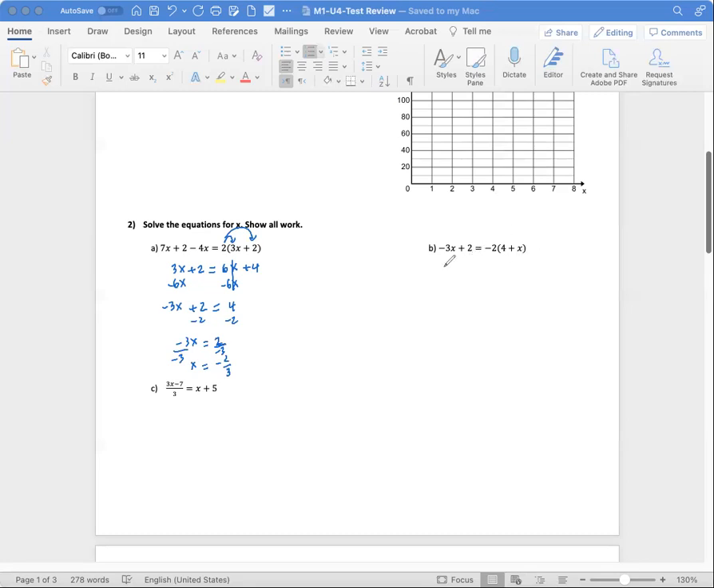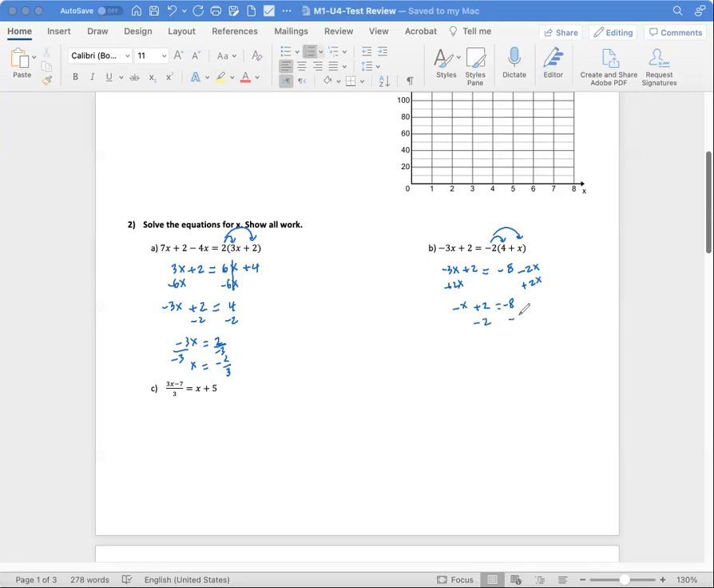Part B, same idea. You start with negative 3x plus 2 equals, there's not much going on the left-hand side. On the right-hand side, you're going to multiply the negative 2 in, and this will give us negative 8. Negative 2 times 4 is negative 8. Negative 2 times positive x is negative 2x. Okay, and then you're going to move all the numbers to one side and the one variable to the other side. So if we add 2x to each side, this will give us negative x plus 2 equals negative 8.